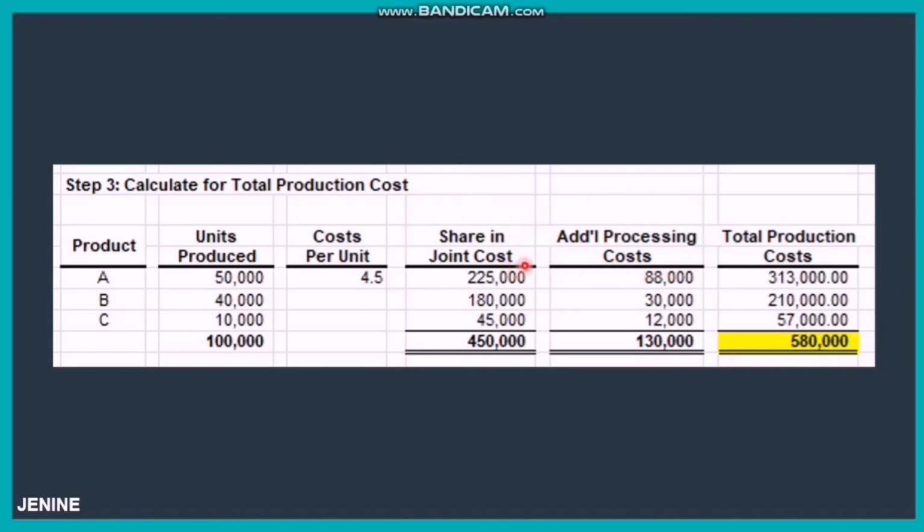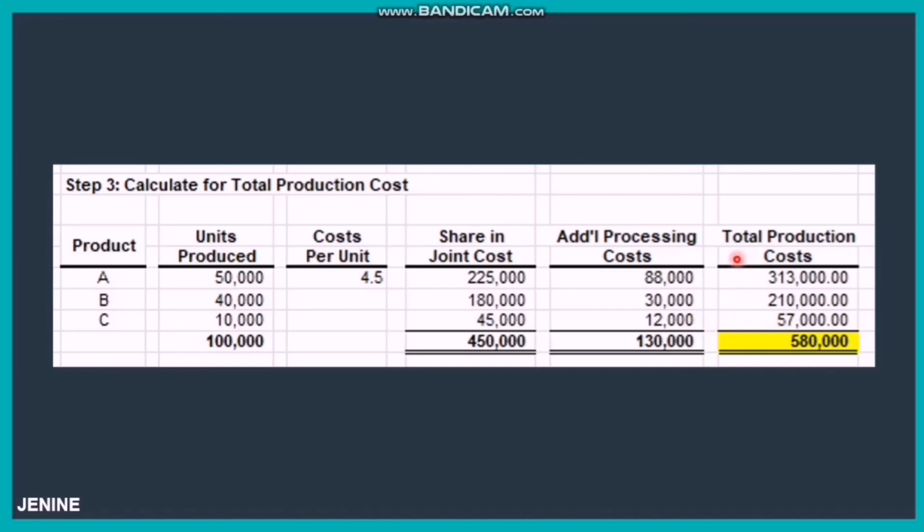So, ayan, share and joint cost plus additional processing cost is equal to total production cost. So, product A, you have 225,000 share and joint cost plus the additional processing cost of 80,000 is equal to 313,000 total production cost ng product A. Then sa product B, ganun ulit. 180,000 share and joint cost plus the additional processing cost of 30,000 is equal to 210,000 total production cost, and 45,000 share and joint cost of product C plus the 12,000 pesos additional processing cost will give you 57,000 total production cost ng product C.